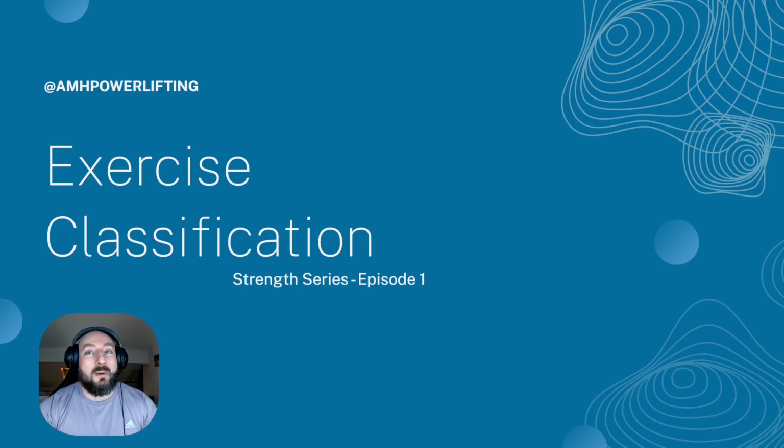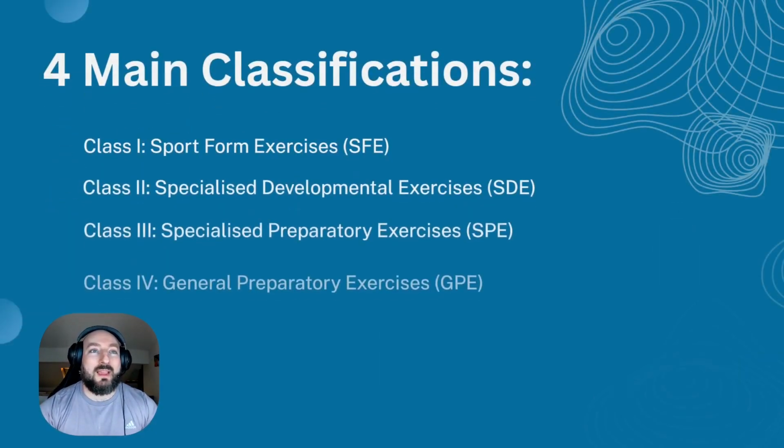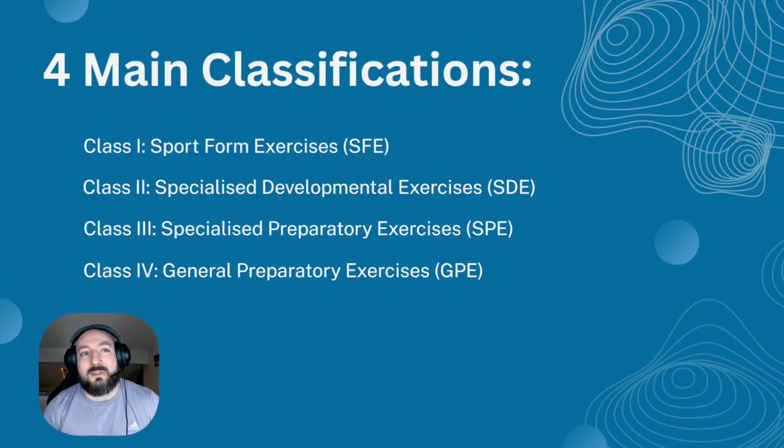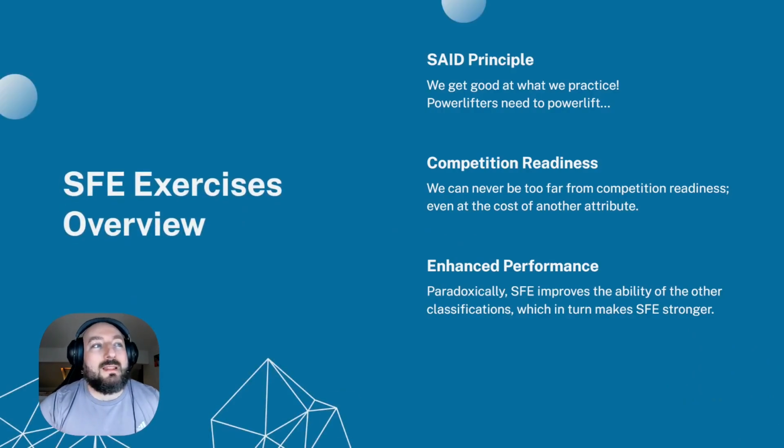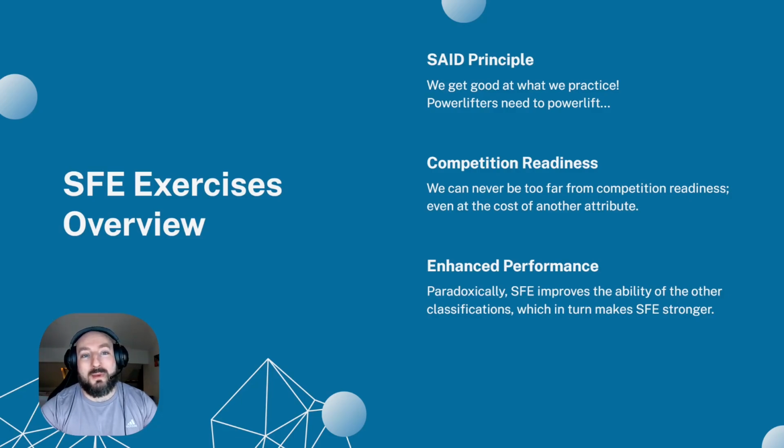Moving on, the four classifications of lifting are sport form exercises, specialized development exercises, specialized preparatory exercises, and general preparatory exercises. The sport form exercise is the competition lifts themselves. We have to train the sport form exercises, especially if we are powerlifters, because the SAID principle, which is specific adaptation to imposed demands, states that we get better at what we practice. So as a powerlifter, we have to powerlift.